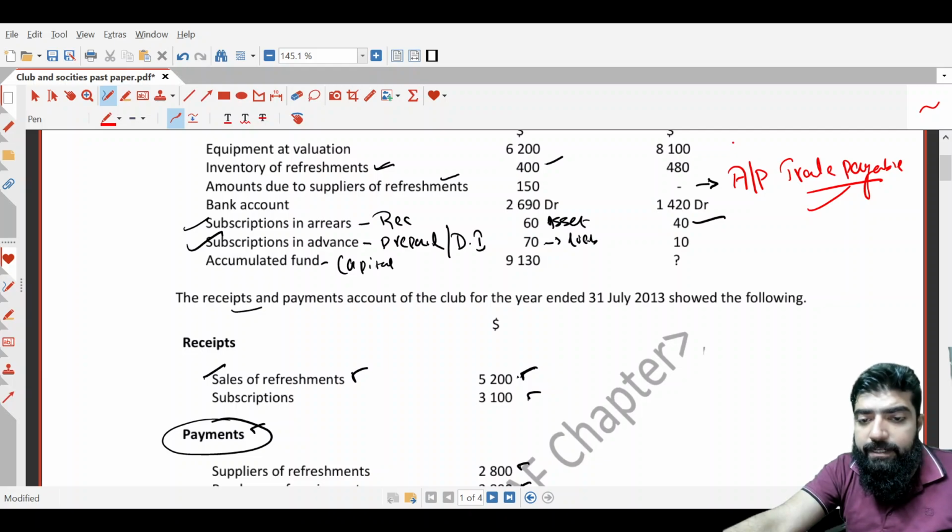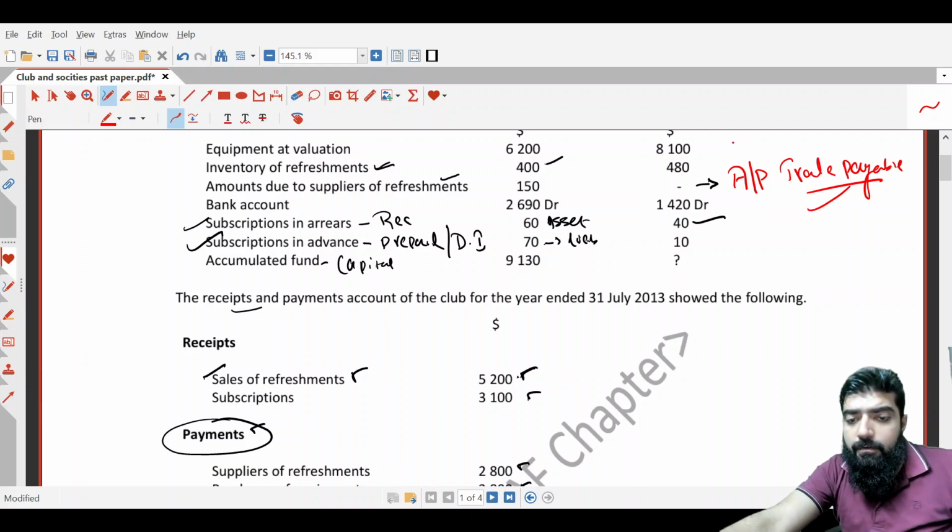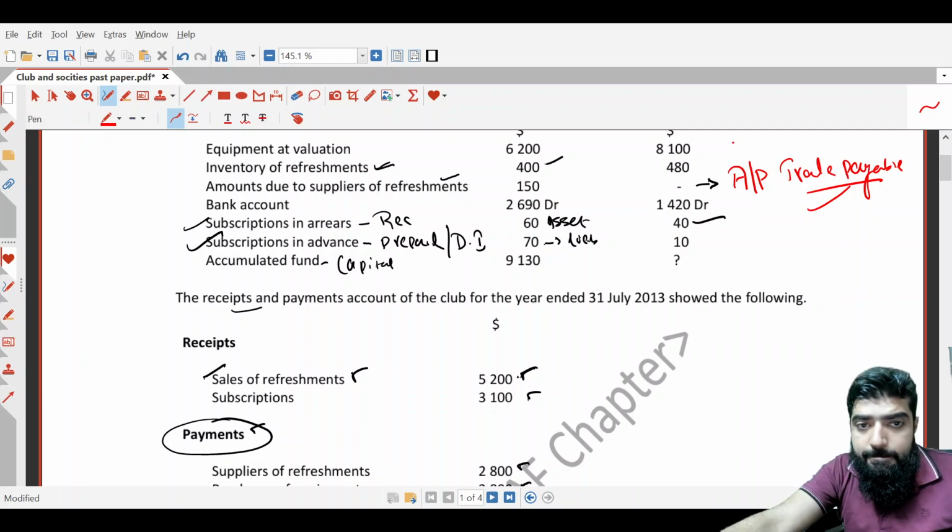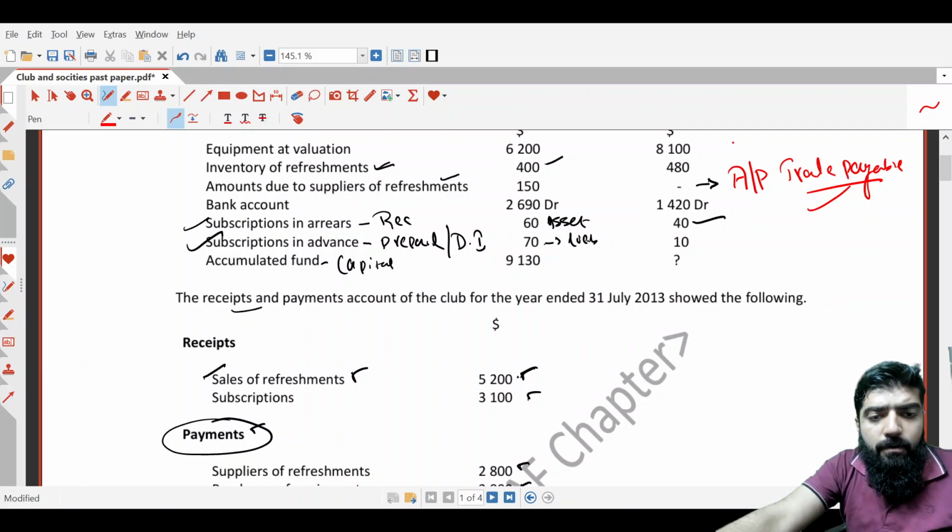In order to calculate the amount of purchases, what sort of information do we need? The opening payable, right? Yes, opening payable. And there is no closing payable. That means we have paid all our amount to the supplier, I believe. So obviously the closing payable would be zero, right?